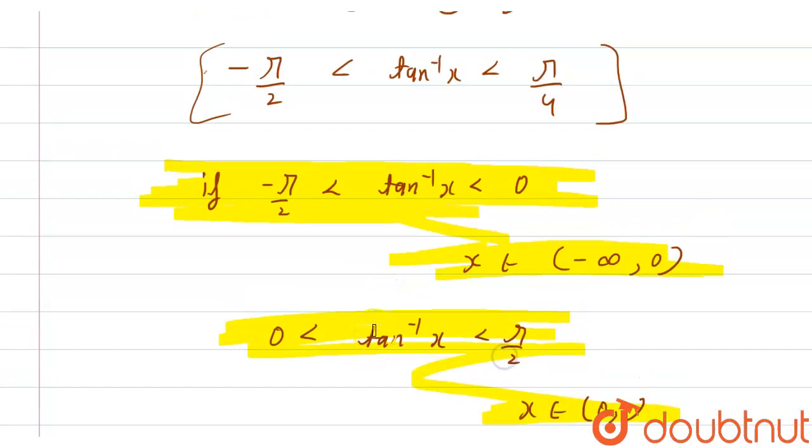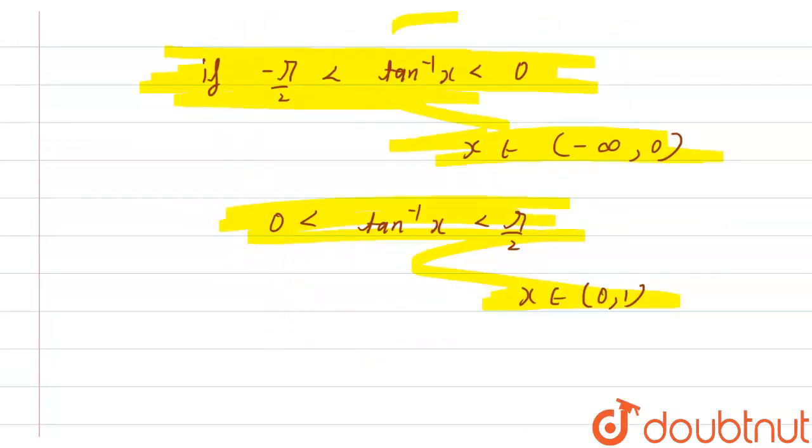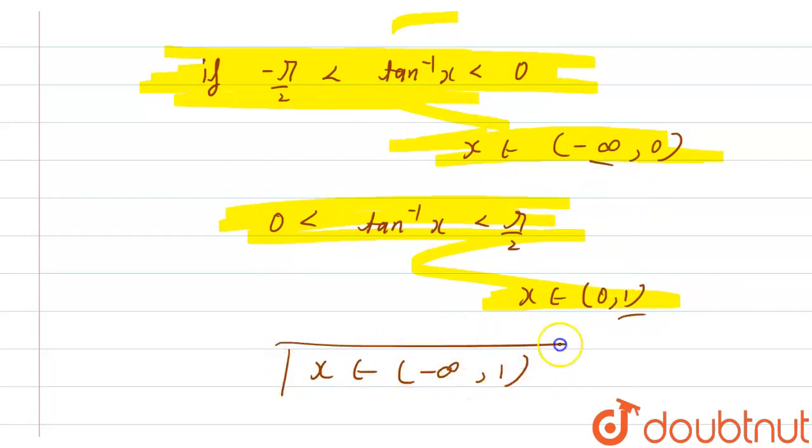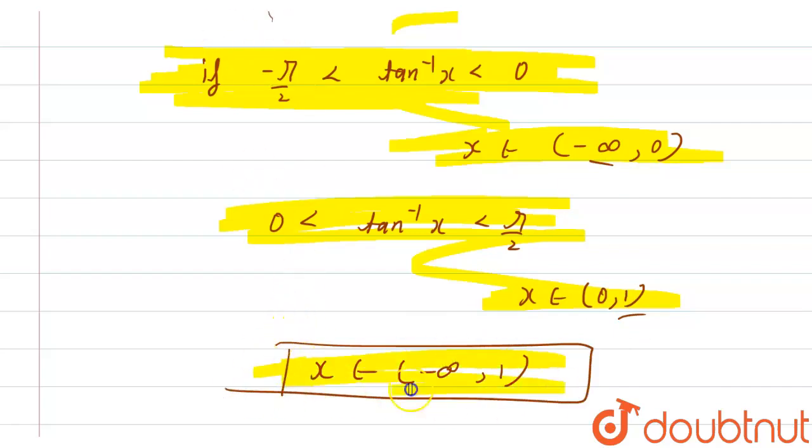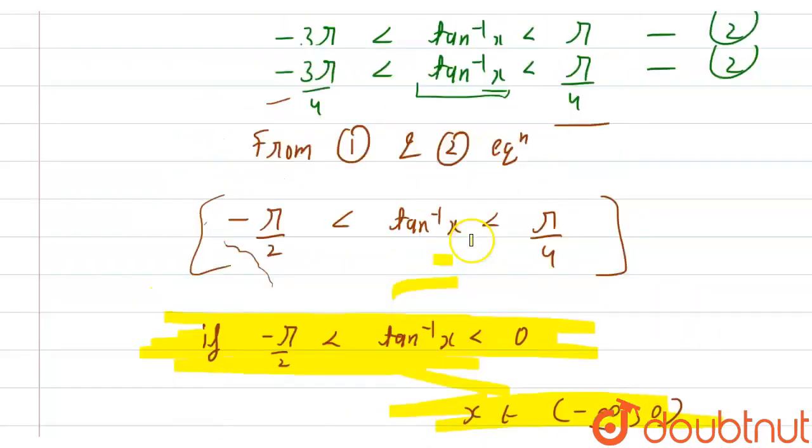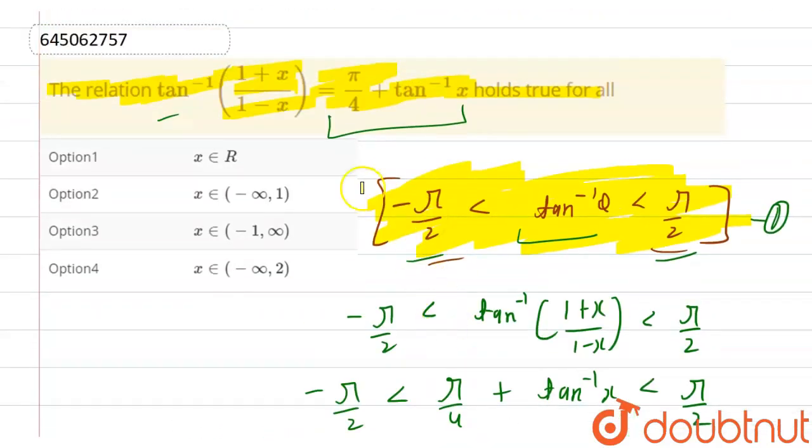If it is so, here I have this. Now if I combine these two identities, what am I getting? The value of x belongs to minus infinity to 1. So from here our answer is coming out to be x belongs from minus infinity to 1. Hope you understand the question. Let's see from here which option is coming out to be correct. So we are saying the value of x belongs to minus infinity to 1, so option number 2 is our answer for this question.